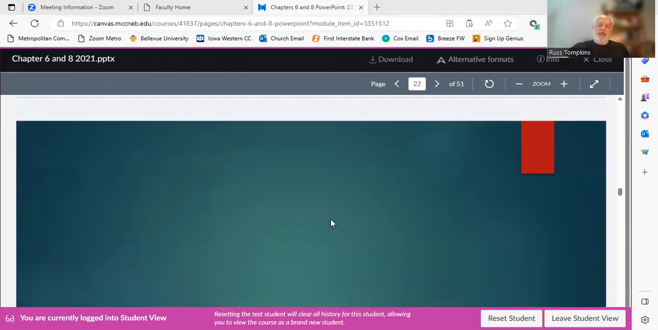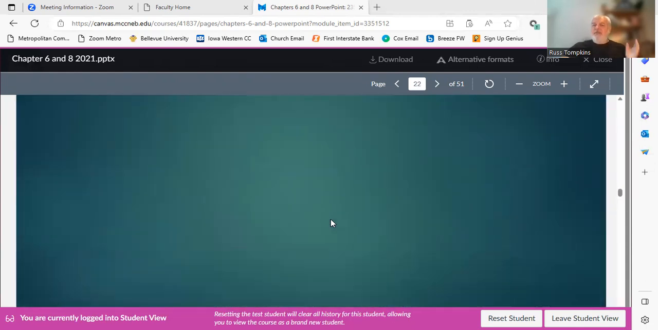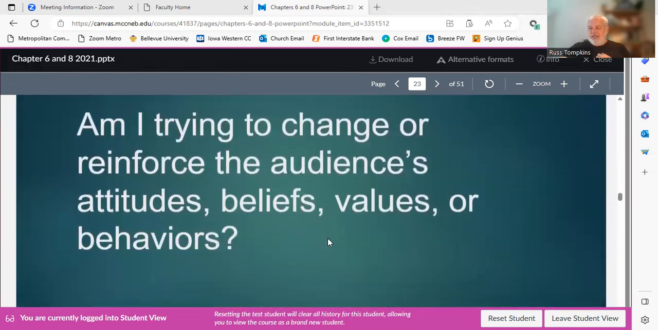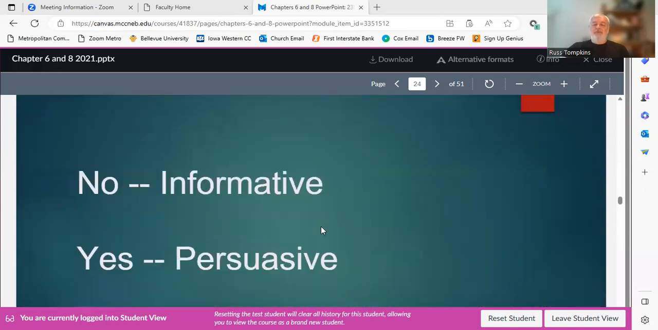Now, the question always comes up, how do I tell the difference between an informative speech and a persuasive speech? Well, here's the question you need to ask yourself. And if you answer yes or no to this question, it will determine what kind of speech you're giving. Am I trying to change or reinforce the audience's attitudes, beliefs, values, or behaviors? If the answer is yes, I am trying to do that, then you are giving a persuasive speech. If the answer is no, I'm not trying to change or reinforce anything, I'm just giving information, then you're giving an informative speech.